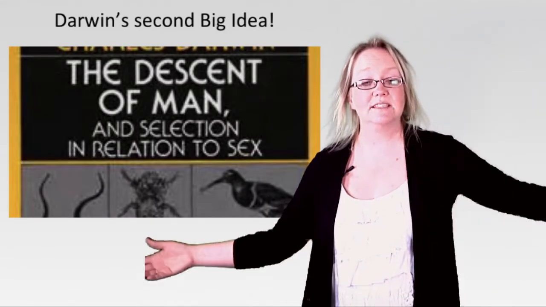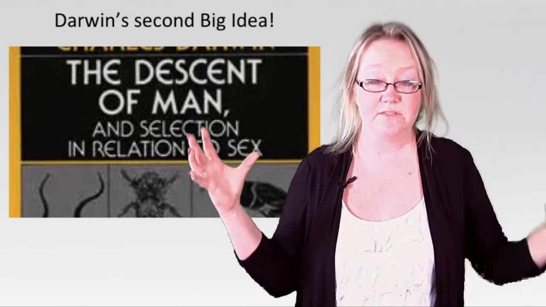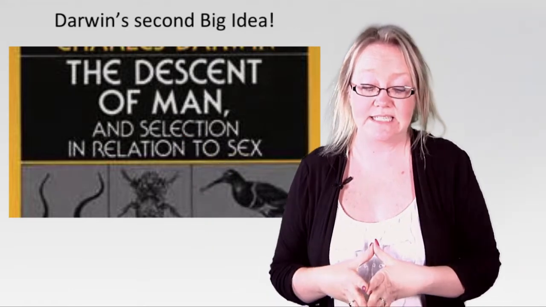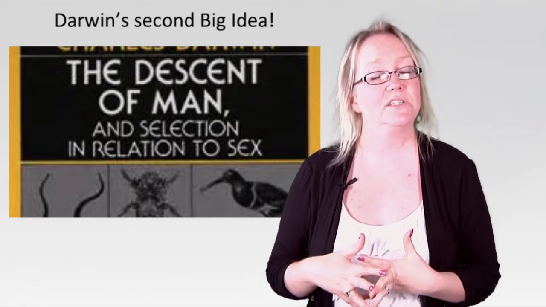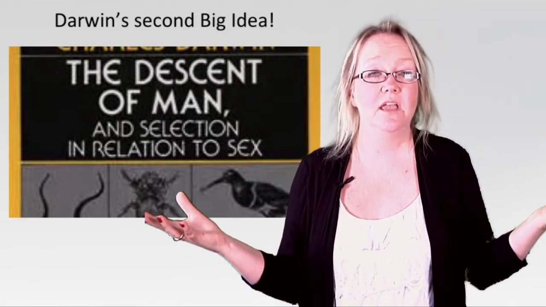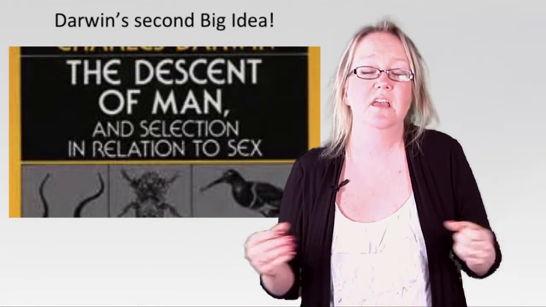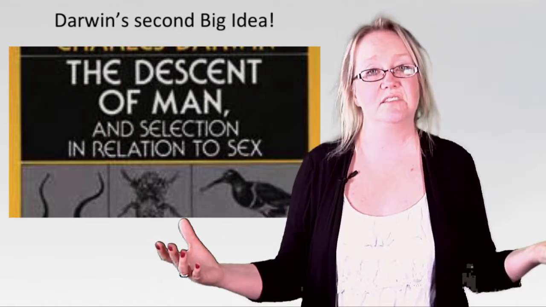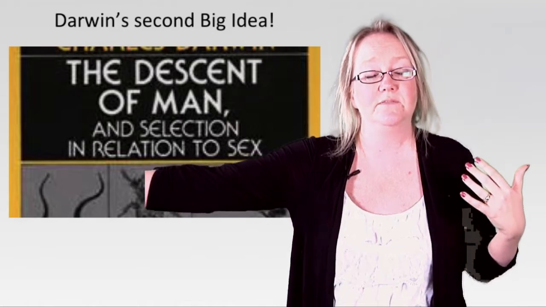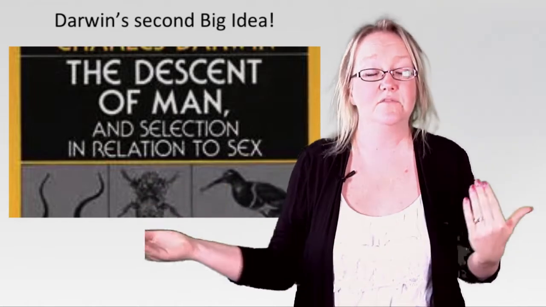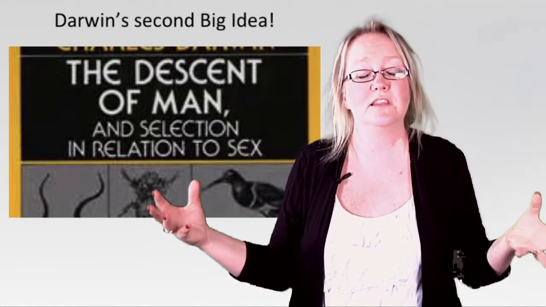So, on to Darwin's second big idea. Here's a picture of his second really big publication, called The Descent of Man and Selection in Relation to Sex. So Darwin went back and looked at his data and his idea of natural selection and realized that there was more to it. We had these traits that were being selected for surviving within the population over a long period of time. But survival is not all it's cracked up to be if you can't get your genes into the next generation. So he saw that there was more to it.